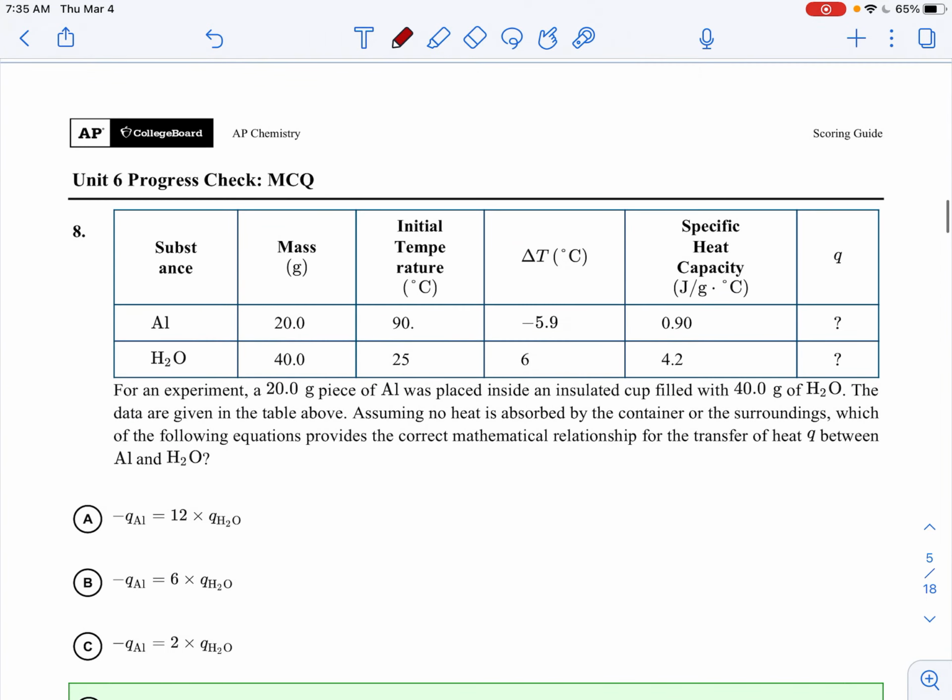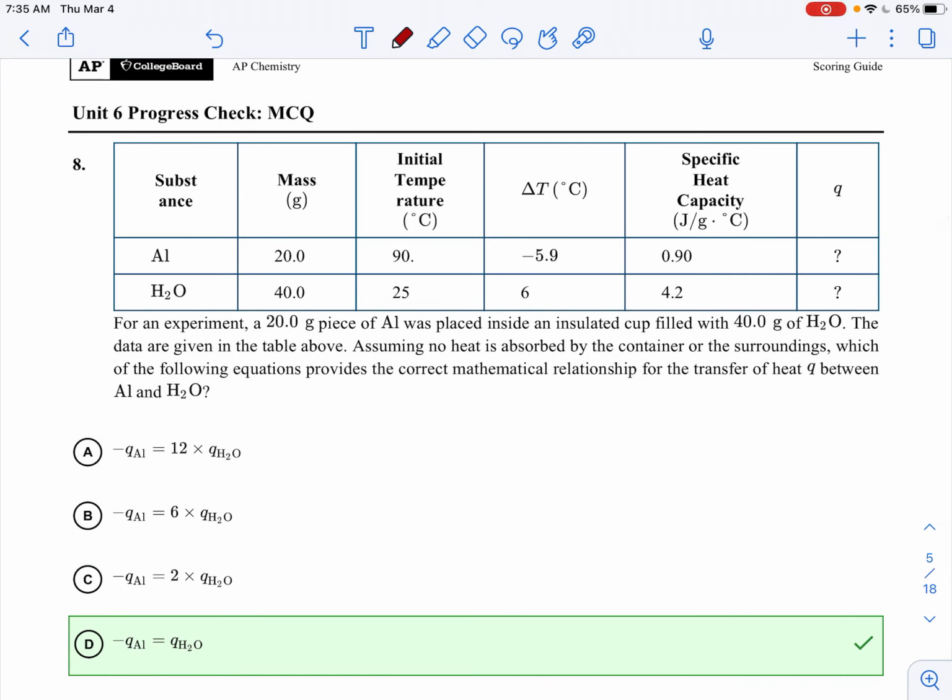Okay, now number 8, it says, for an experiment, a 20-gram piece of aluminum was placed inside an insulated cup with 40 grams of water. The data are given in the table above. Assuming no heat is absorbed by the container or the surroundings, which of the following equations best provides the correct mathematical relationship for the transfer of heat between the aluminum and the water? Okay, so notice that it's the initial transfer of heat between aluminum and water.